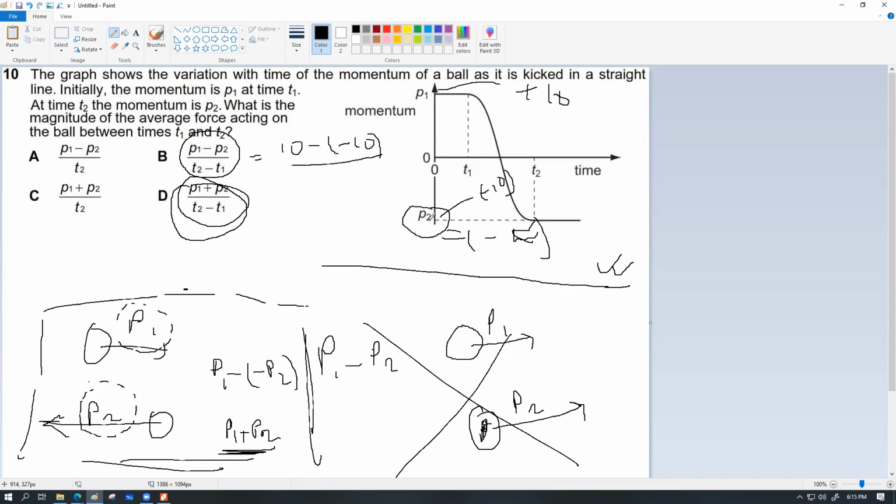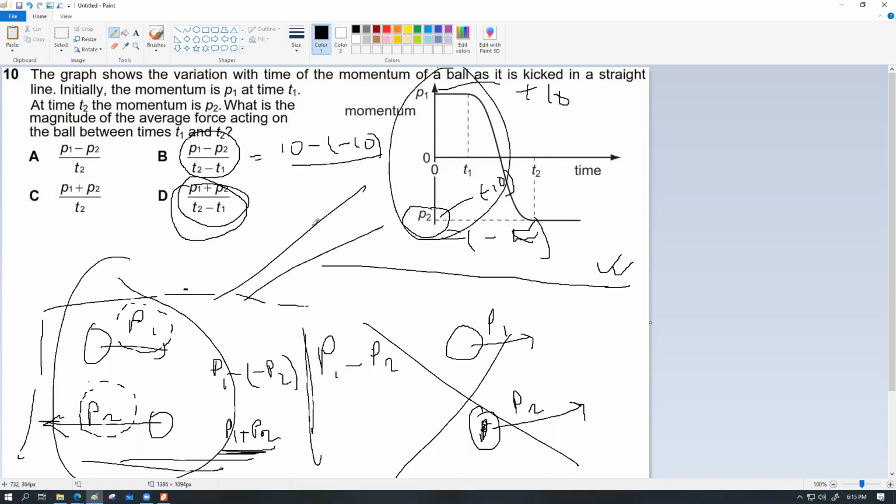Understood? Okay, sir. Thank you. Yes, sir. Thank you. Everyone else, please respond. It's important that you understand the difference of this thing and the difference of this thing. These two things are not equal.